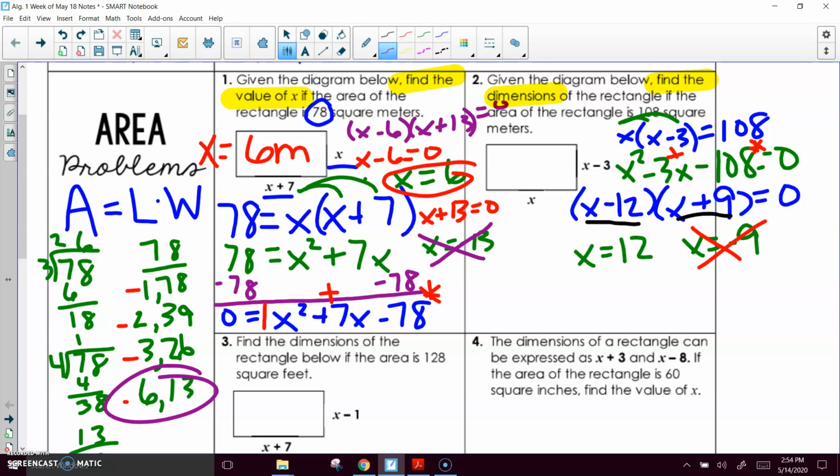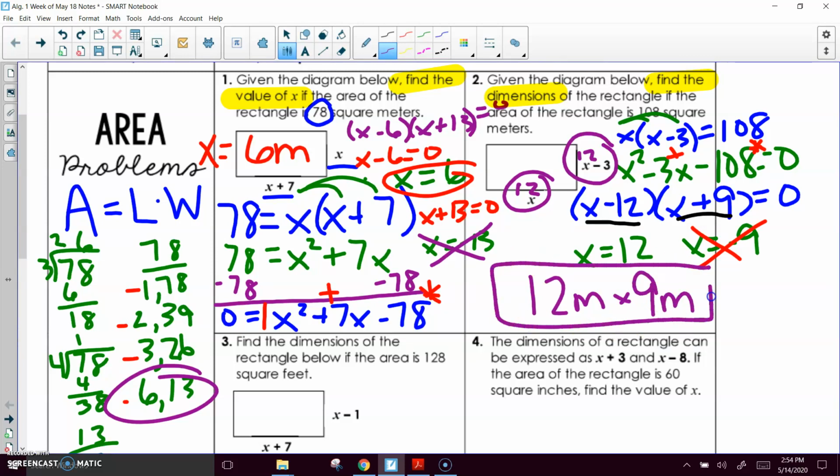But remember, the question said find the dimensions. So if x is 12, and I plug 12 in, that means my dimensions are going to be 12 meters for this side. And then when I plug it in on my other side, 12 subtract 3 is 9 meters. We can either write 9 meters by 12 meters or 12 meters by 9 meters.